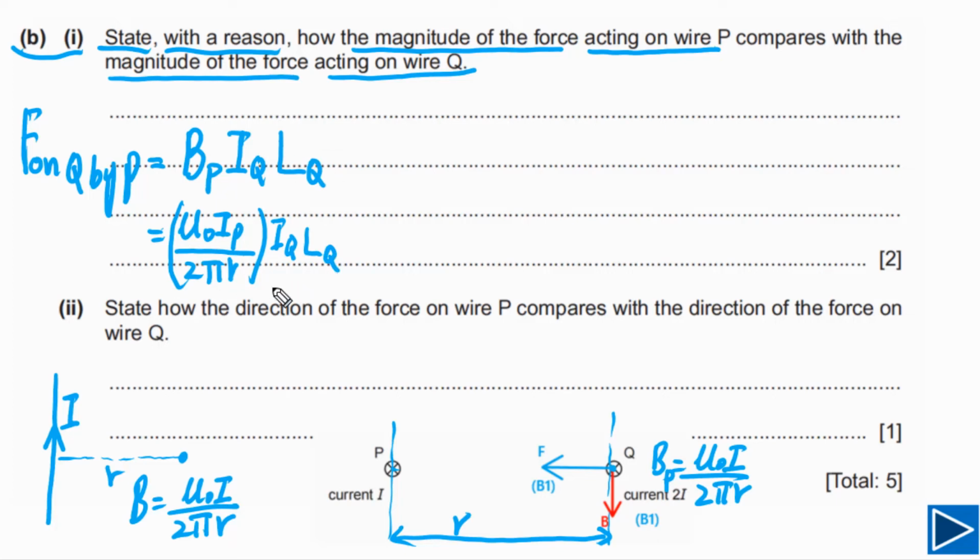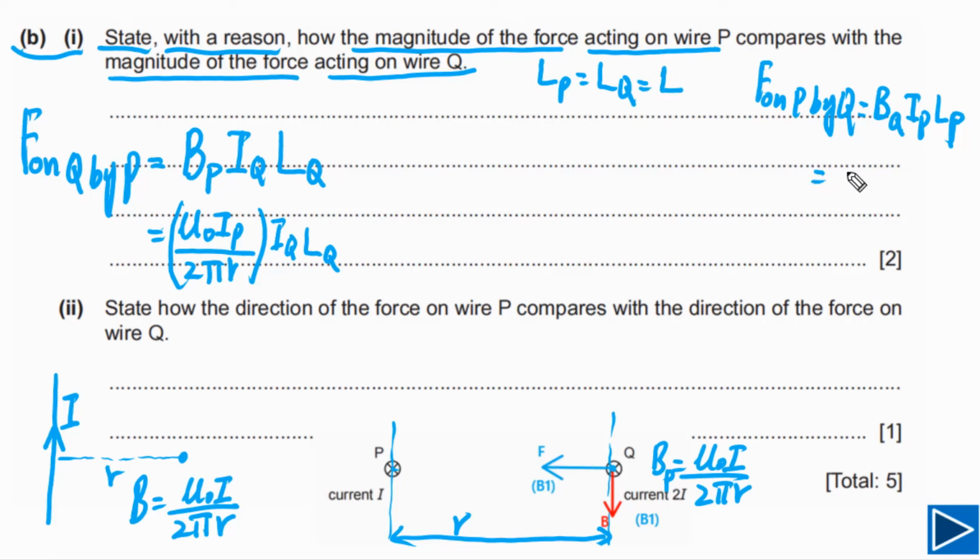Now we can repeat the same process for wire P, meaning the force on P by Q. We can do the same process. So in this case, this will be the magnetic field due to Q, and this will be the current in P, and this is the length of wire P in the magnetic field. And in this case, we have two long wires. So LP is equal to LQ. We can simply say this one is equal to L.